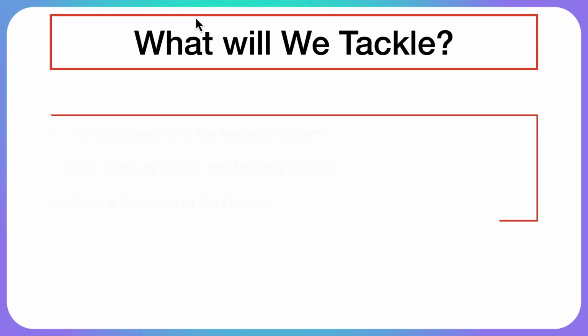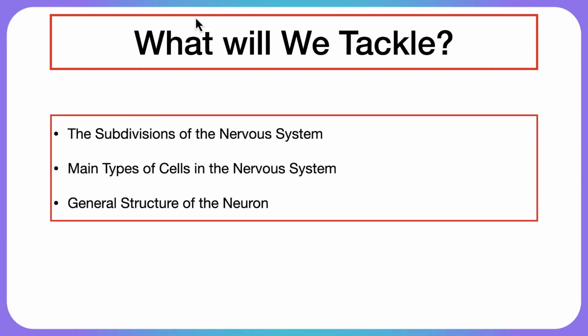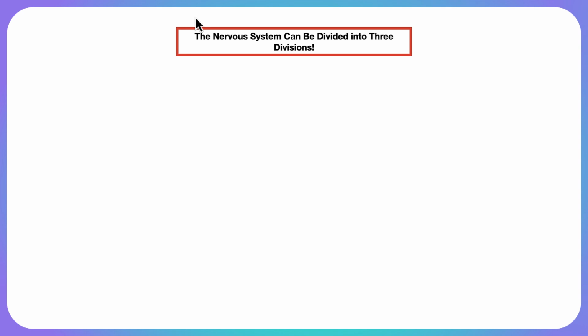In today's video, we're going to talk about three main topics. The first topic is the subdivisions of the nervous system. The second is the main types of cells in the nervous system. And the third is the general structure of the neuron. So with that, let's talk about the three subdivisions of the nervous system.